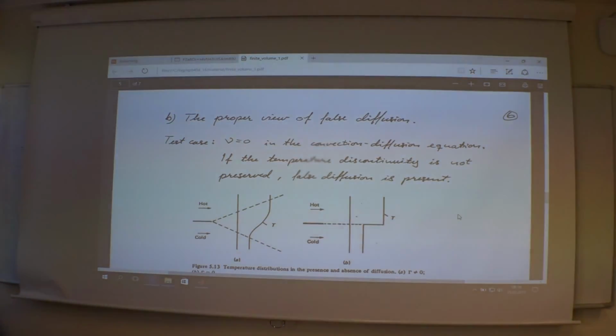Yeah, we're going to have a look into this false diffusion idea of Patankar, but I think we will do that after a break.